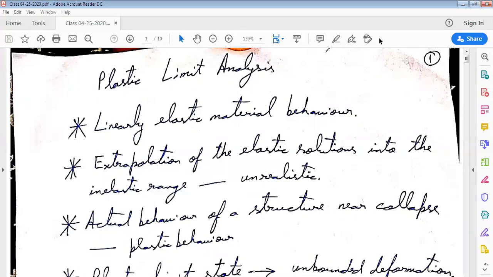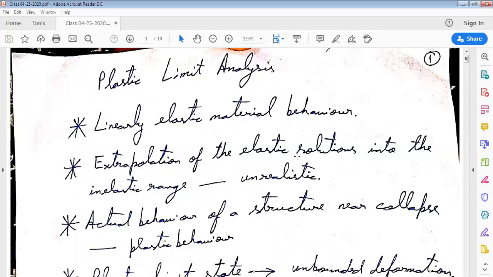Namaskar friends. Today we will study about plastic limit analysis. In plastic limit analysis, we are interested to find the ultimate load that would act on the system during the collapse of the system, when the system actually fails experiencing plastic deformations.